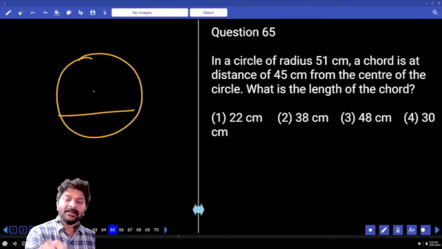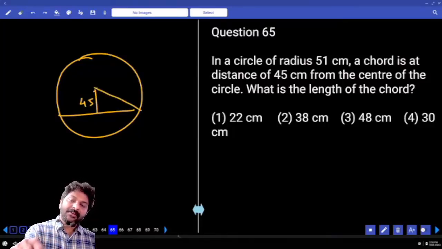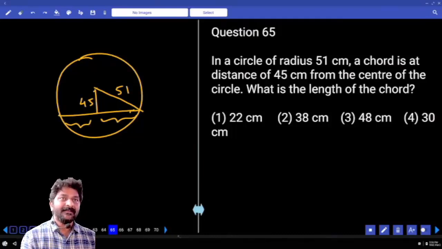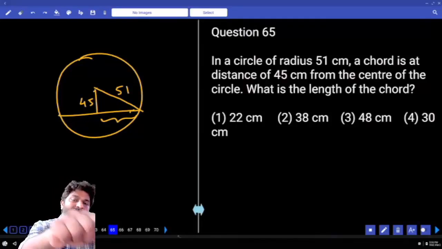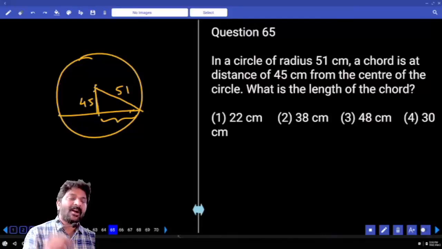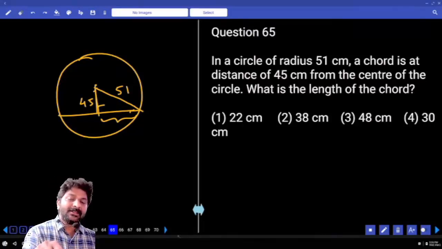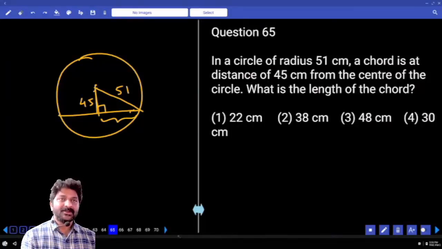This is a chord, this is the center, and the distance is 45. If you take it like this, the hypotenuse is the radius, which I will treat as 51. If half the chord is x, the length of the chord is 2x, right? The distance from the center divides the chord into 2 equal parts. What is the angle here? 90 degrees. So, Pythagoras triplet.